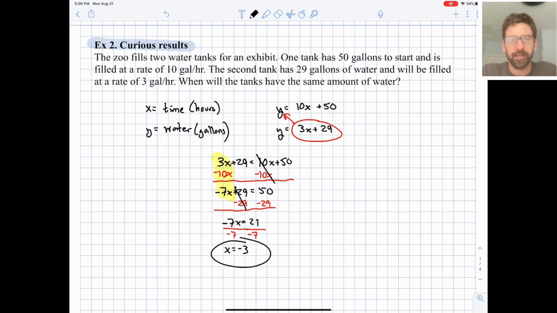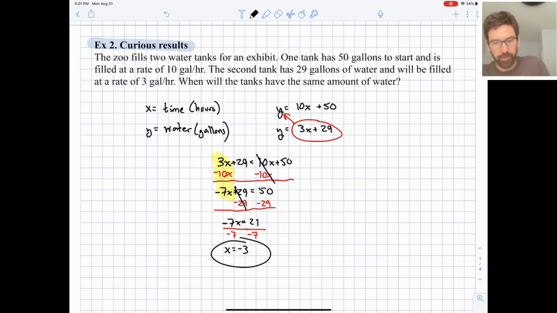Well, I disagree. I think it is possible to have negative 3 hours. We can think of that as what happened 3 hours in the past, 3 hours prior to the start. So maybe we would need to assume that the tanks had been being filled this whole time, right? So over the past few hours and including into the future, the tanks are being filled at these particular rates. And if that's the case, then 3 hours ago, the tanks had the same amount of water. And in fact, they would have had 20 gallons, I think.